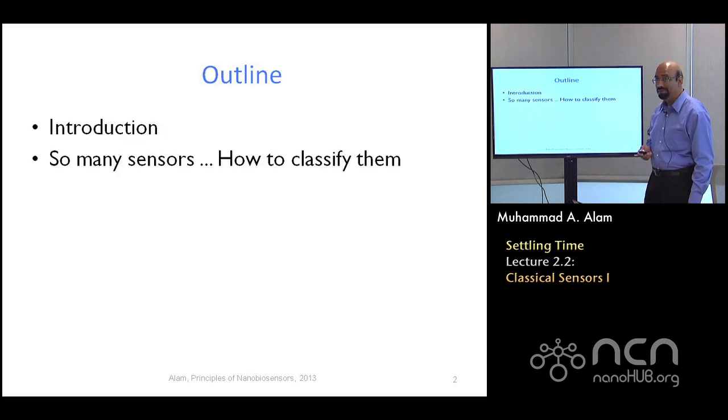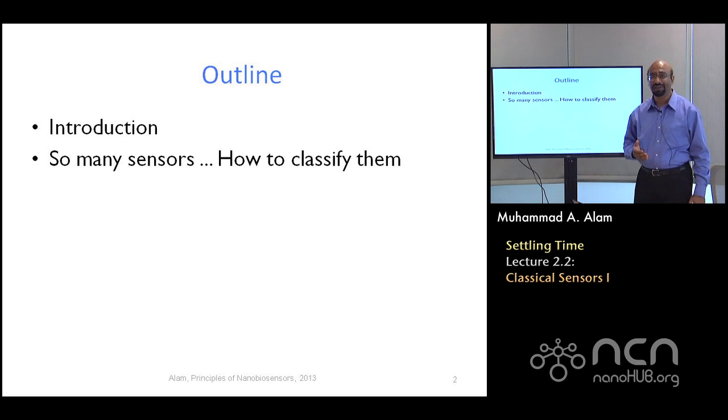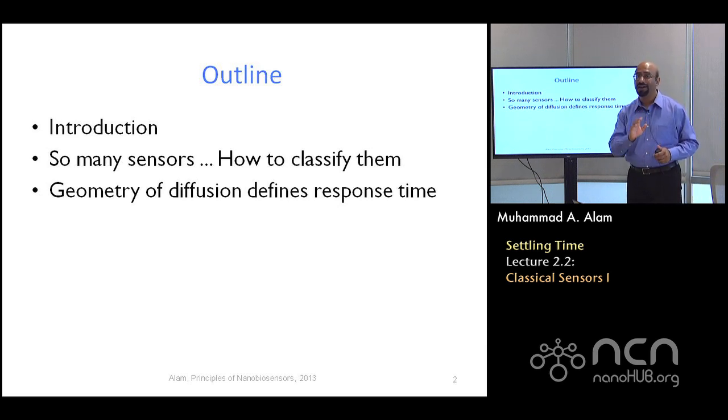So I'll begin with a brief introduction and a reminder. The main point we are trying to address is there are so many sensors in the literature. How do we classify them? How do we understand what their ultimate limits are? And if there is any fundamental limit to begin with. And as we'll soon see, the geometry of diffusion actually defines the response time. If a sensor has a specific geometry, then it will respond differently compared to some other sensors that have a slightly different geometry, regardless of what the sensing mechanism itself is.